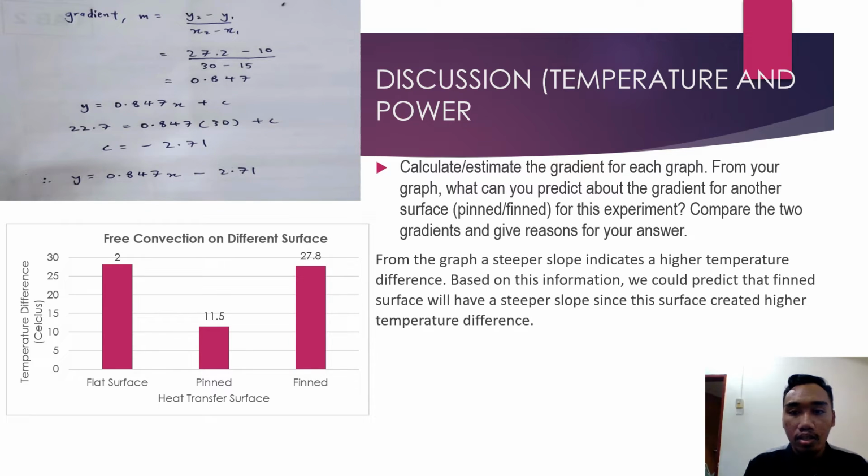For the next question, we need to estimate the gradient for each graph. For the gradient, we need to create a trend line and then we estimate the slope to be 0.847. From the slope, we need to predict the gradient for another surface, which is the fin surface. To predict the gradient for the fin surface, we need to look back at the bar chart. In the bar chart, we can see that the fin surface creates a higher temperature difference compared to the pin surface. Based on this information, we could predict that the fin surface will have a steeper slope since this surface creates the highest temperature difference.